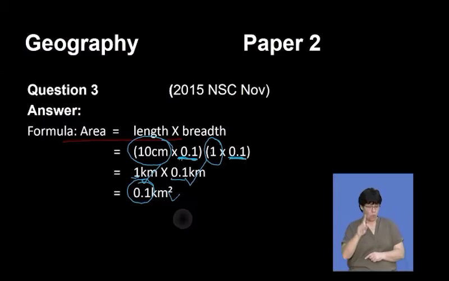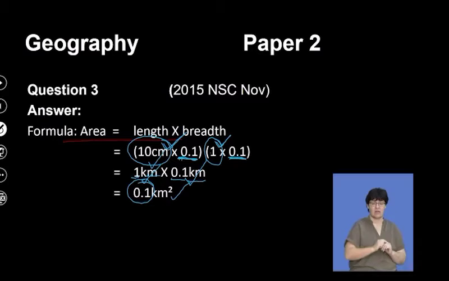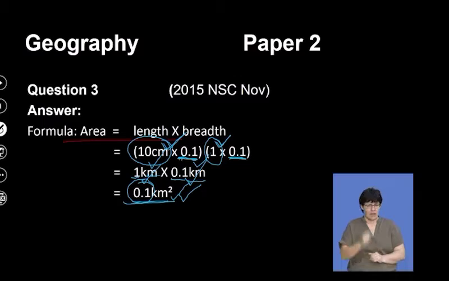Kilometers times kilometers is kilometers squared. That means that a full 5 marks is allocated for measuring the length, measuring the breadth, converting it correctly to kilometers, as well as making sure that my final answer has a unit of measurement in kilometers squared. What do you think the last example is about?